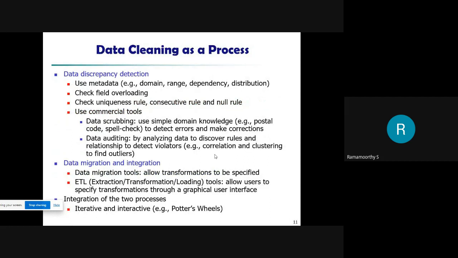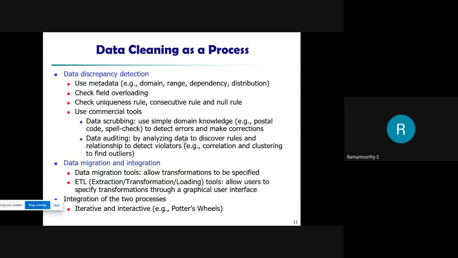Next, data discrepancy detection. Data cleaning, as a process, is one of the processes under the data mining technique. Data cleaning is a process which is part of the pre-processing technique. So what type of data discrepancy can you identify?